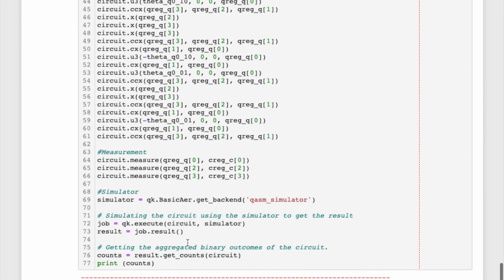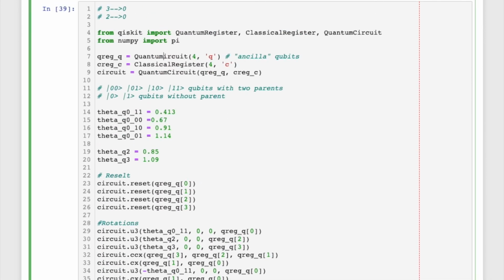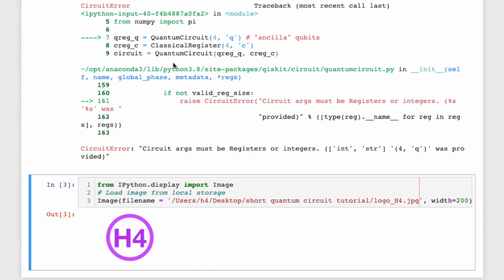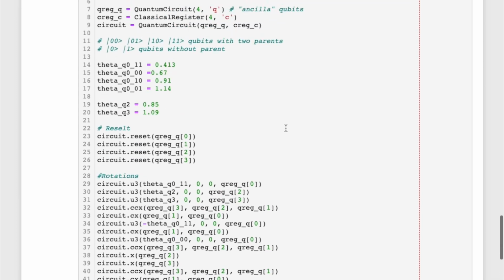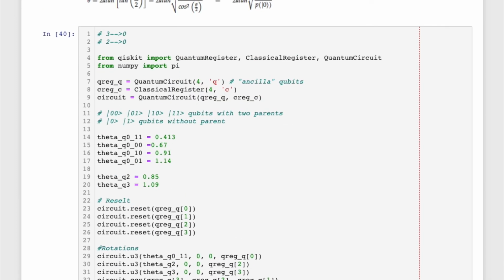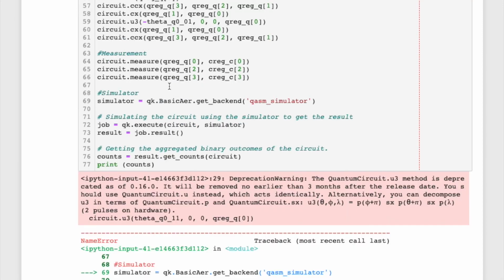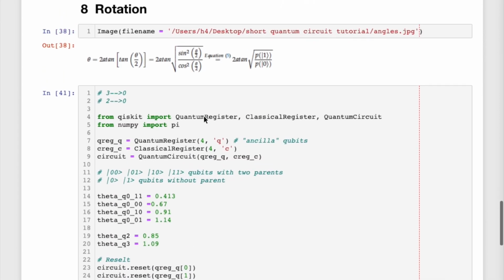What happens here? Quantum circuit needs to be big. What happens? Quantum register, not quantum circuit. QK is not defined. Oh, yeah. Sorry, I forgot some.